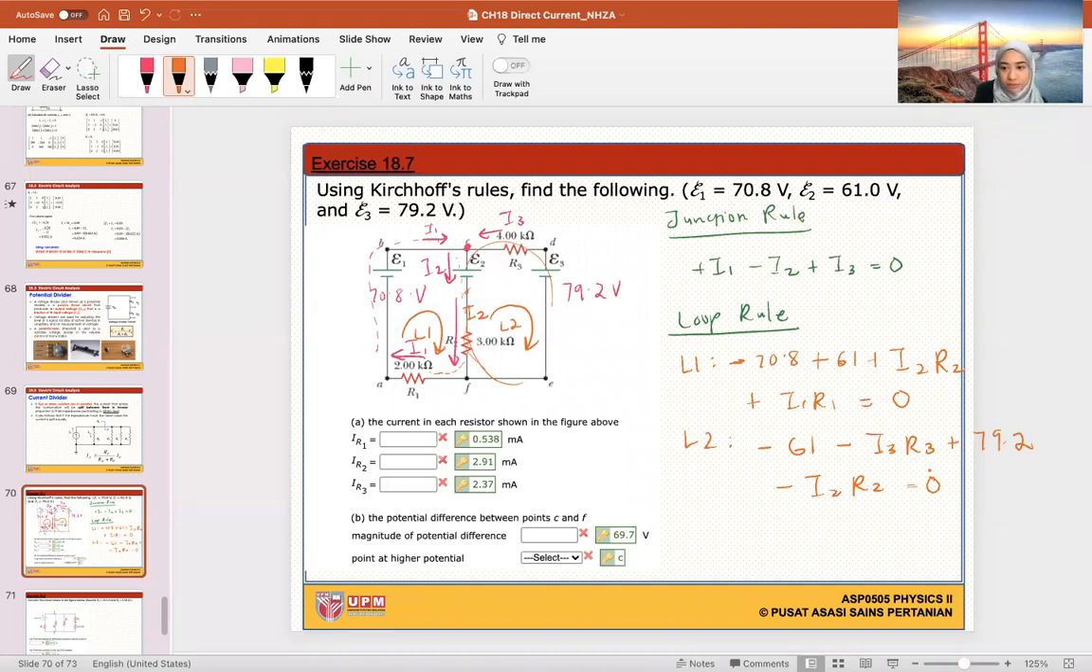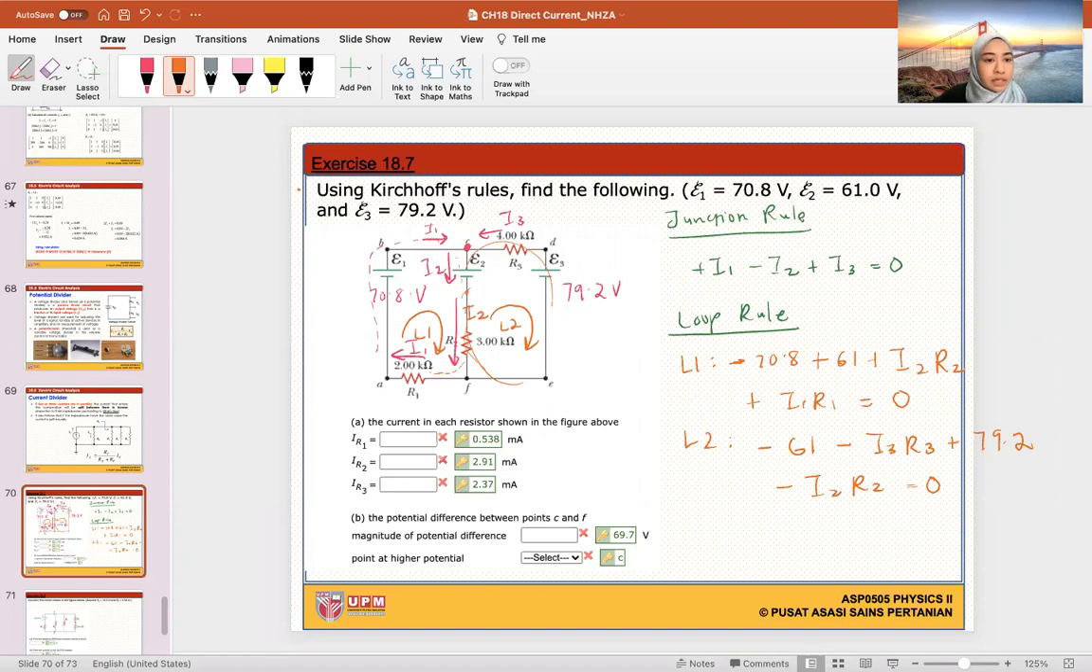Negative I2 R2, negative V2, negative I3 R3, positive V3. Okay, this is my first loop. Second loop, this is the junction rule.